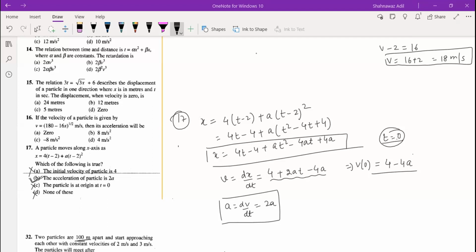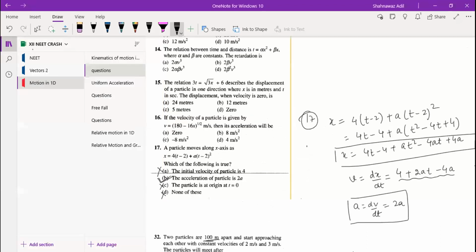Yes, whenever you guys have noted, please tell me. Noted. Okay, so now let's move on to the other topic, which is uniform acceleration.